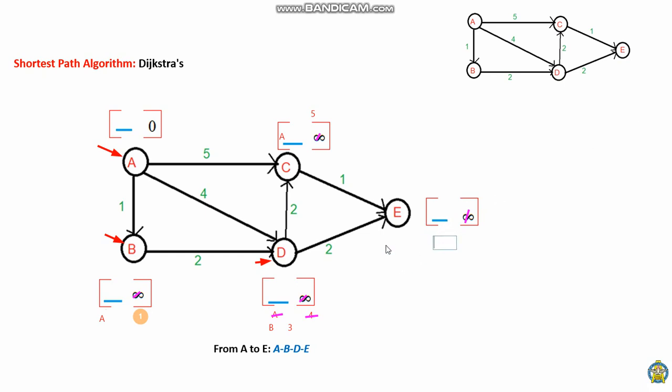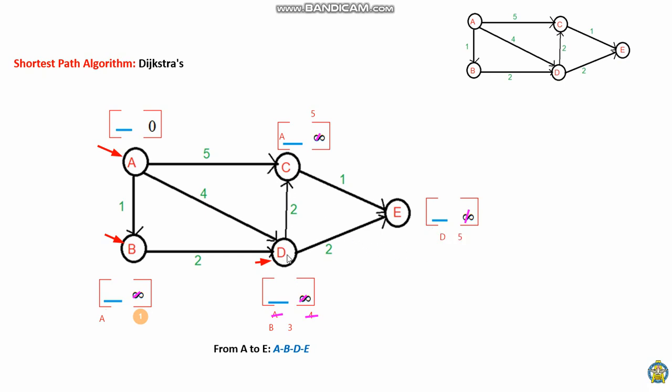So here, where is it coming from? Coming from D, and the distance is 3 plus 2, 5. So the value is 5, and 5 is less than infinity, so I have this. In fact, I have reached the destination, but we will wait.